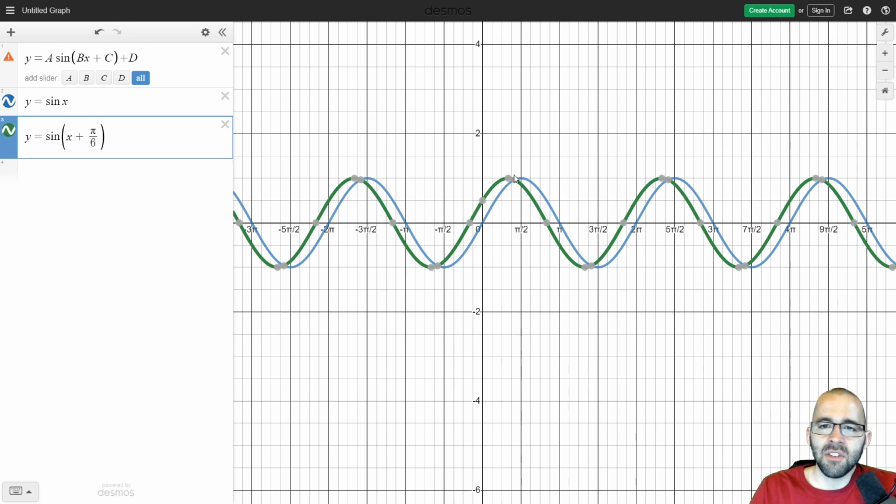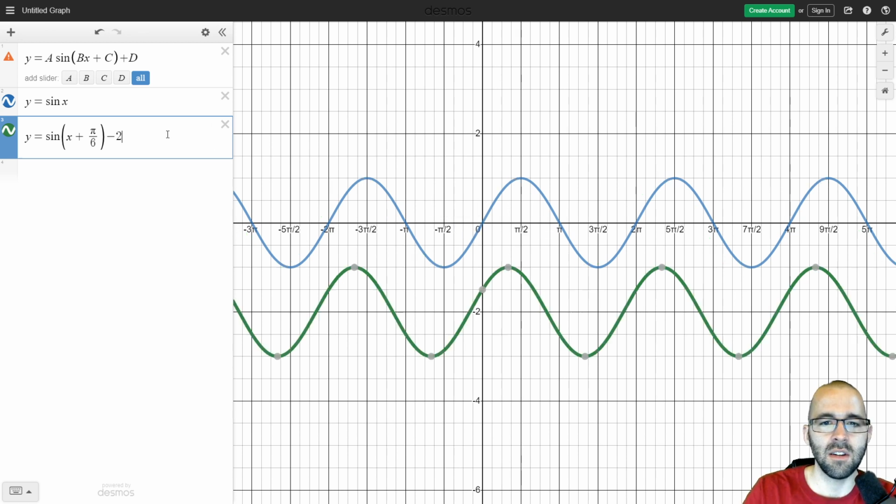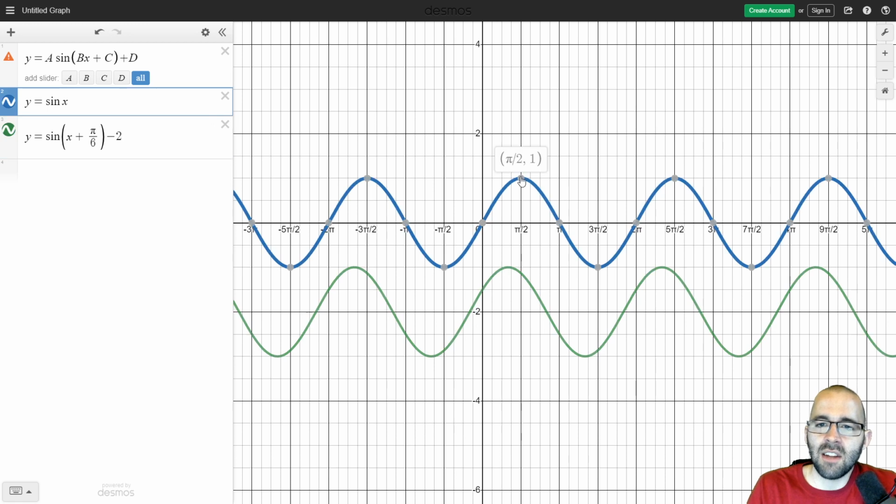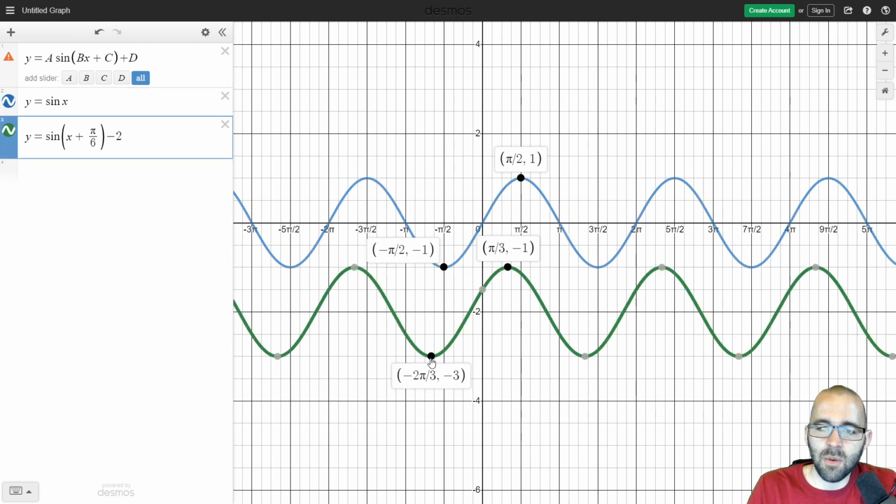We said we're moving the graph left pi over 6. So is the green graph the same as the blue? Just move left pi over 6? Well, let's look at it. 0, 0, negative pi over 6, 0. It is the same thing, just moved left pi over 6, exactly what we said. And then we said there was also a vertical transformation here. All right, there was a negative 2 on the outside. Well, does that move everything down negative 2? Yep. Here we were at positive 1, here we're at negative 1. Here we're at negative 1, well, now here we're at negative 3. So the vertical shift is as we said. The phase shift is as we said.